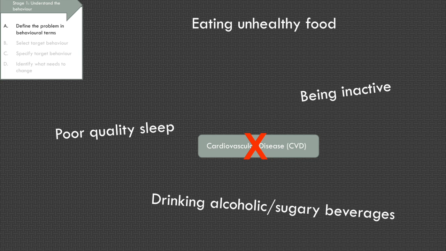So when you're doing your research, you'll be trying to find out what are the behavioural problems causing this condition that we're trying to target. And once you've done that, and you've got a list of these different behavioural problems, you can then decide on which one you want to target your intervention on.